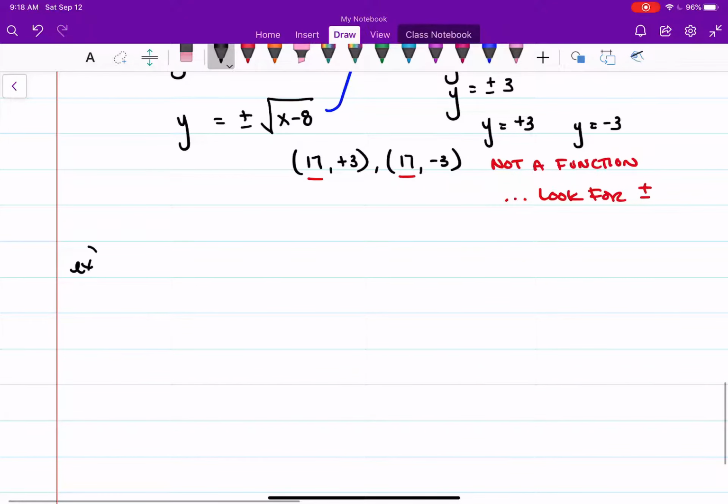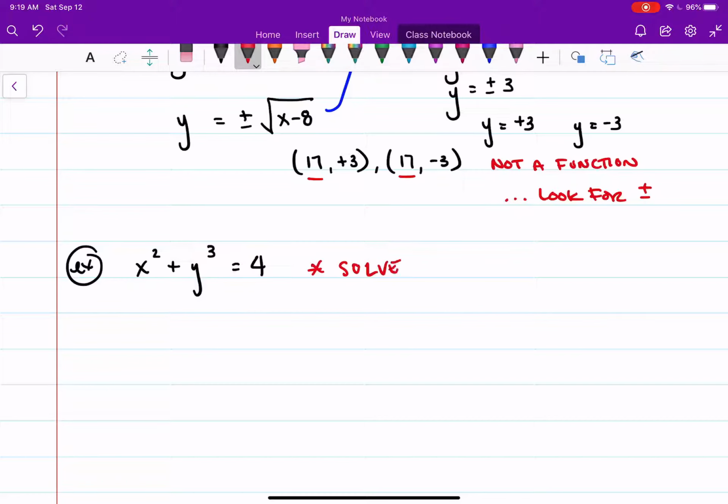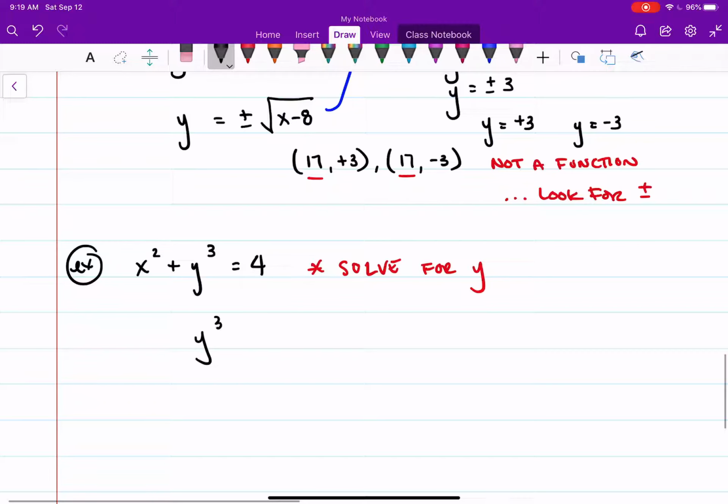Another example is, let's say x squared plus y cubed equals 4, okay? So again, what do I want to do? I want to solve for y, okay? Okay, so let's go ahead and do that. So if that's the case, I've got to get y cubed by itself first. So I have y cubed equal to negative x squared plus 4, okay?